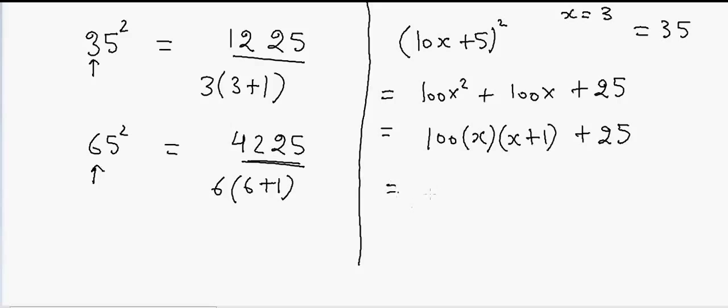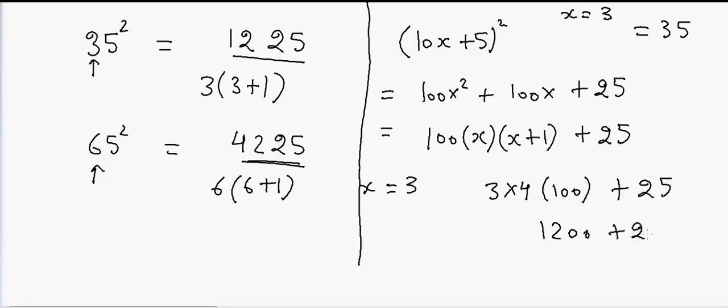So here if x is equal to 3, then we'll get 3 into 4 into 100 plus 25. That will give me 1200 plus 25. So we'll get 1225. So this is how this trick works. Basically, we are adding 1 to the first digit, multiplying it with the first digit, multiplying by 100 and then adding 25 in the end.